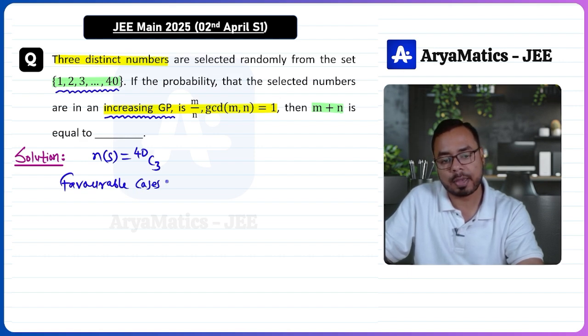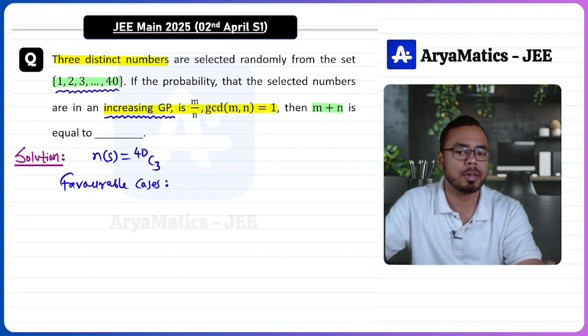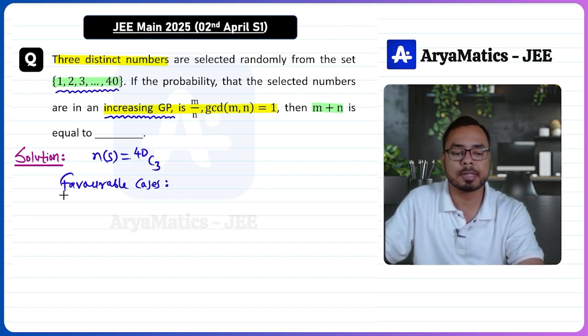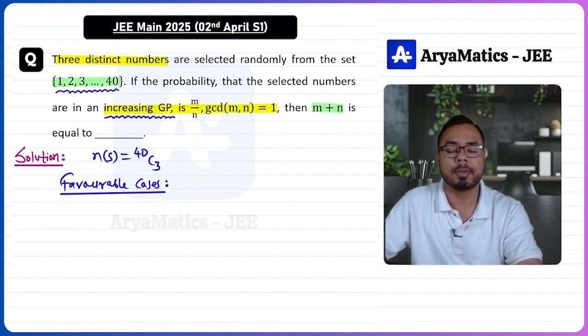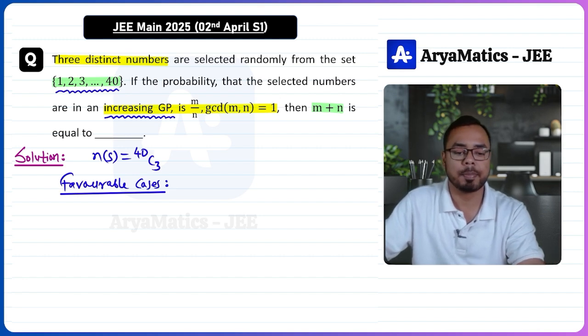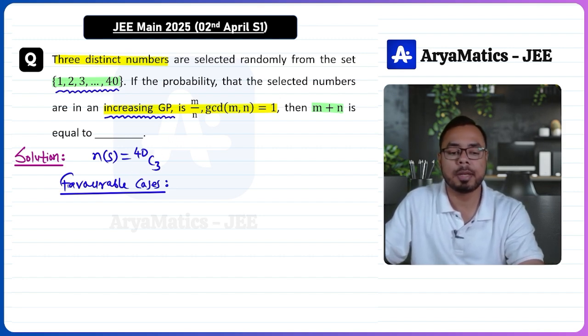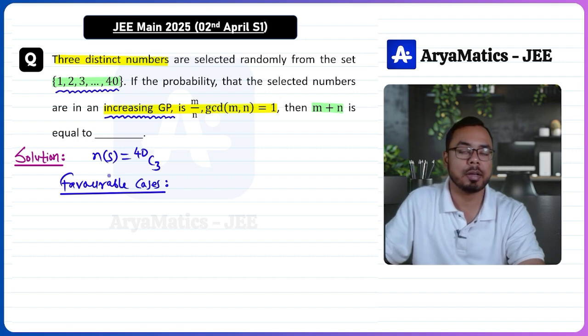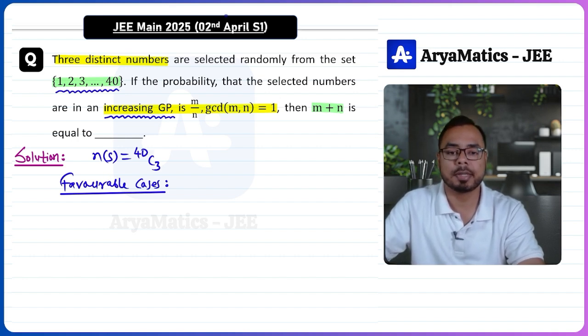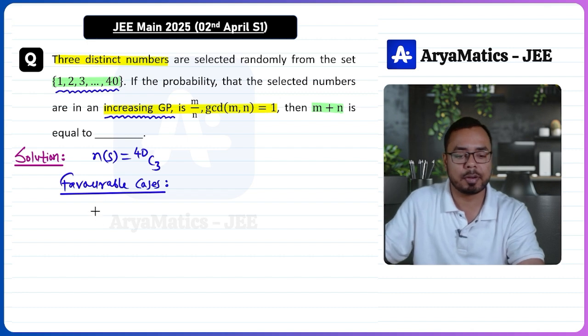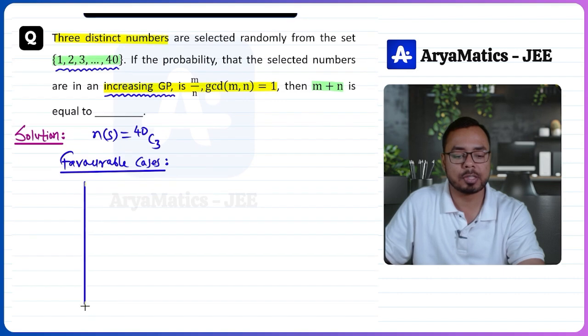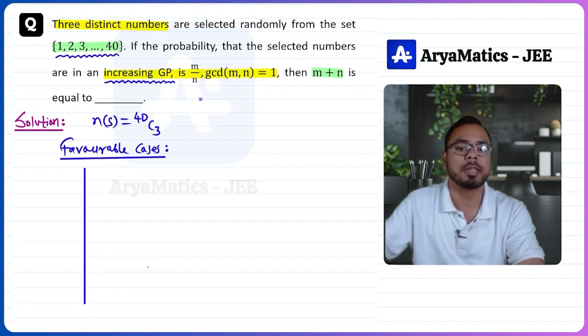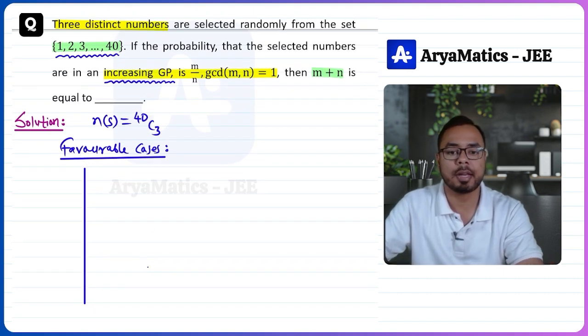So here the problem is we have to count in how many different ways we can select 3 numbers so that they will form an increasing GP. And then our probability will be the number of favorable cases by the total number of cases. Total number of cases is 40C3. Now for finding the number of favorable cases, we have to consider the different possibilities. So basically we have to think about the common ratio R, and then see how many different GPs we can create.